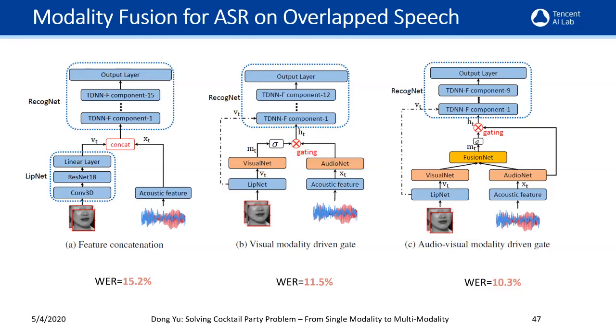The first approach simply concatenates the audio and lip embeddings. The second approach estimates a soft gate using the lip movement information and applies it to the audio embedding. The third approach estimates the gate with both audio and visual information. We found that among these three architectures, exploiting the audio-visual jointly determined gate performs best. These gates can be considered a soft VAD or the masks we discussed before. The best approach achieved 10.3% word error rate on this task.